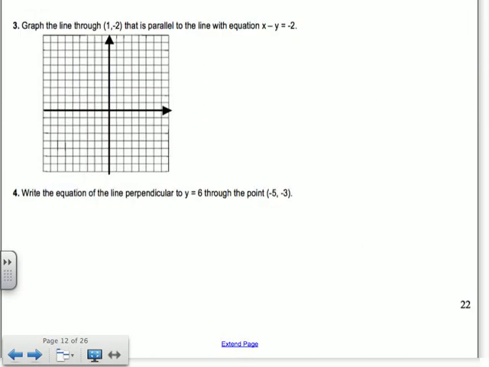Okay, number 3, graph the line through (1, -2) that's parallel to the line with the equation x minus y equals -2. So you guys go ahead and try number 3. Let's try number 3.